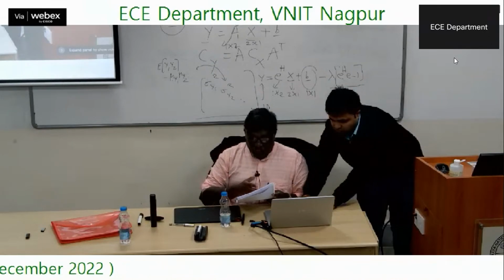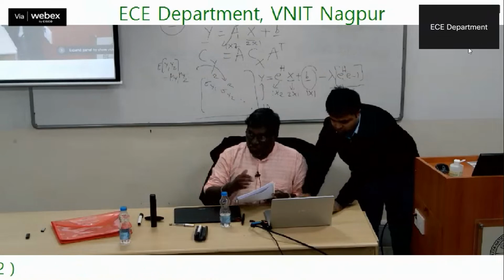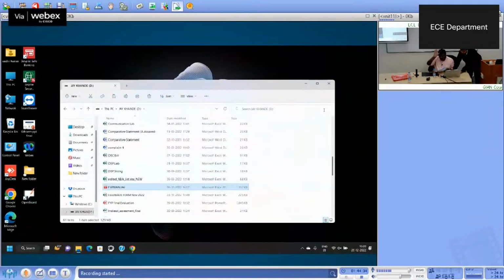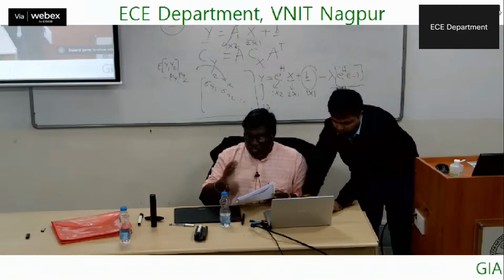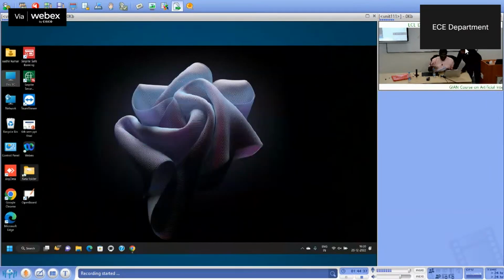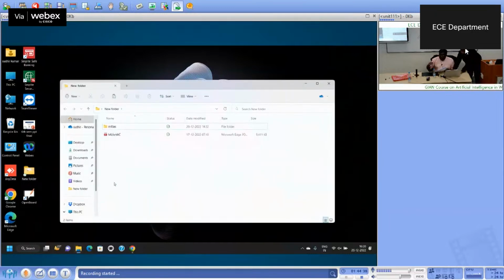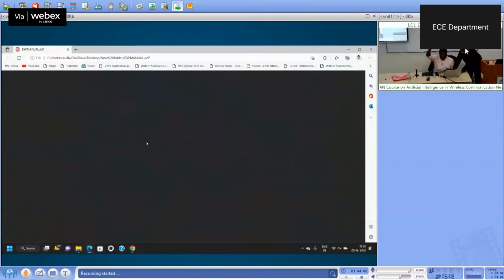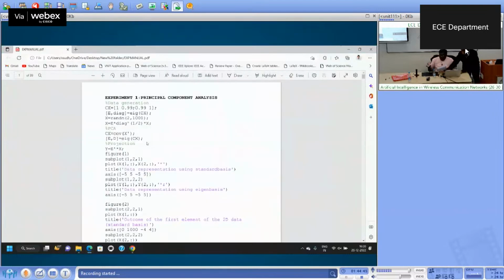What is on the left side is the 2D data. What you see on the right side is also 2D data, but after rotation. It means that in this axis, it is now going to be the eigen axis. This is eigenvector 1, this is going to be eigenvector 2. You got it? Thank you.